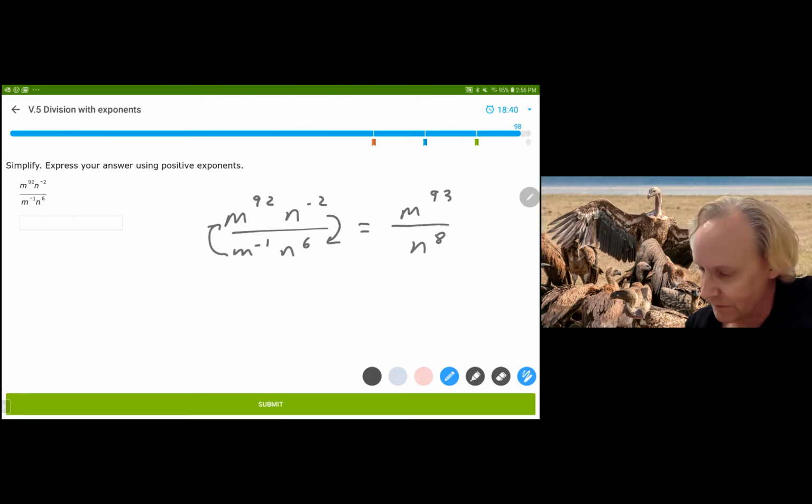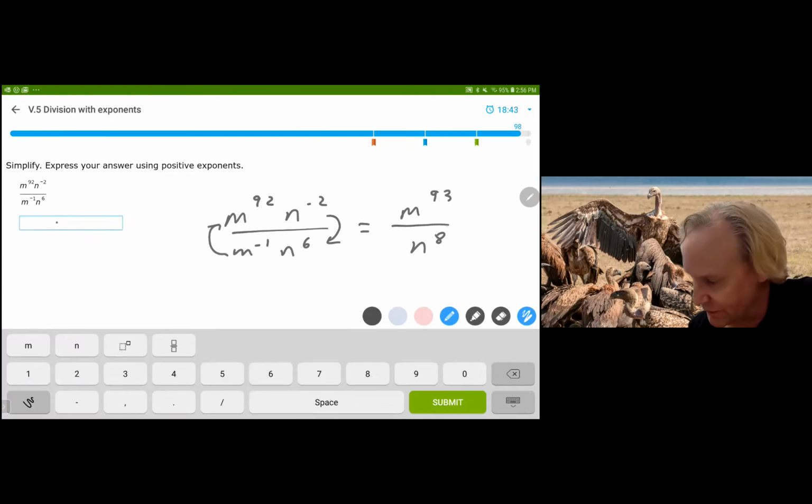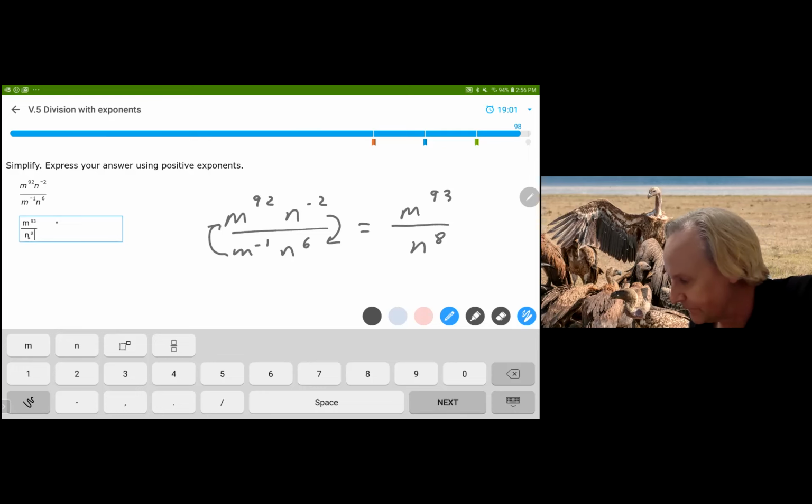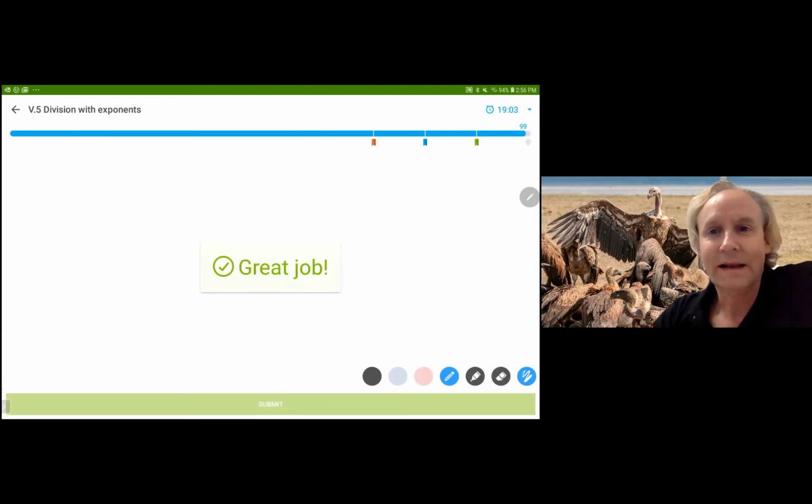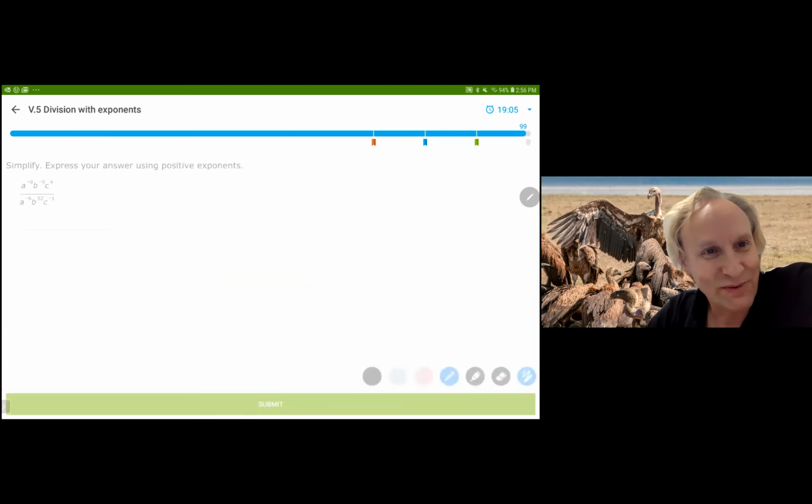A lot of people want to do that subtraction business, but no, better to move it. Let me do my fraction first. M raised to the 93, and we have an n raised to the 8th. That looks right. Okay, last one. Man, 20 minutes.